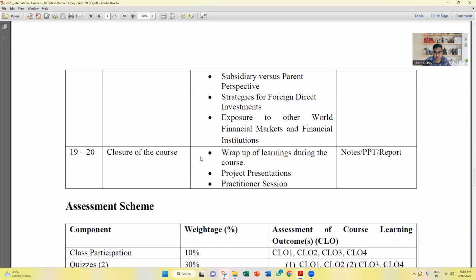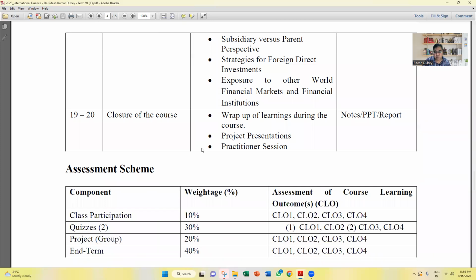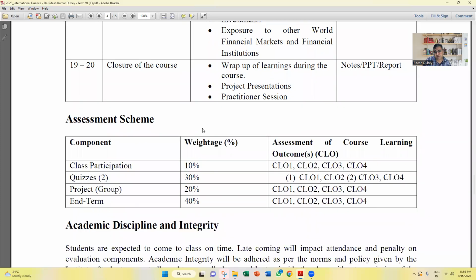So we will have a couple of project presentations over there, and we'll try to wrap up the session with the overall story during these 20 sessions that we had. So how did we start and where did we end? What did we learn? What is the way forward when you're moving on to the job? So we will be looking at all these aspects over there.